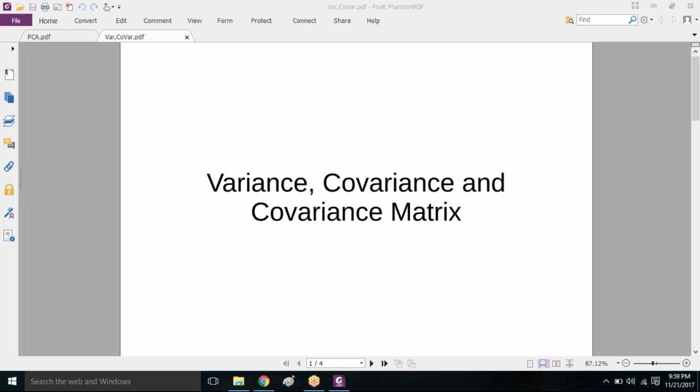uses these terminologies in order to find out whatever learning it has to find. Okay, so it is very important to understand what is variance, what is covariance, and what is covariance matrix, because when we will see PCA, these terminologies will be used more often there. So at that time we should be clear about these things. Okay, so I have just prepared two or three slides for that. This we will see.